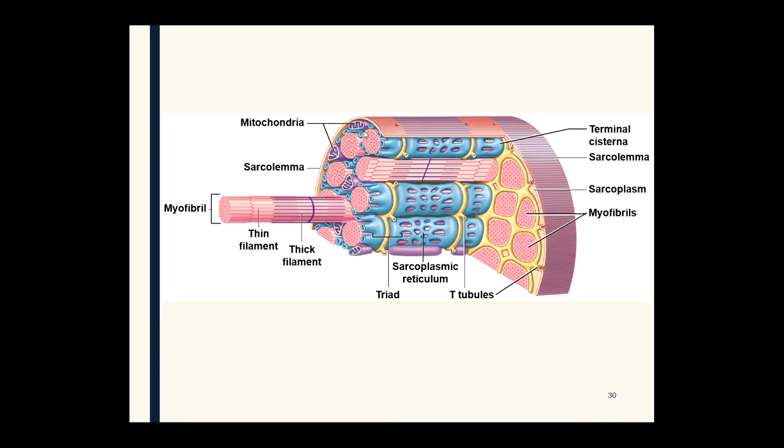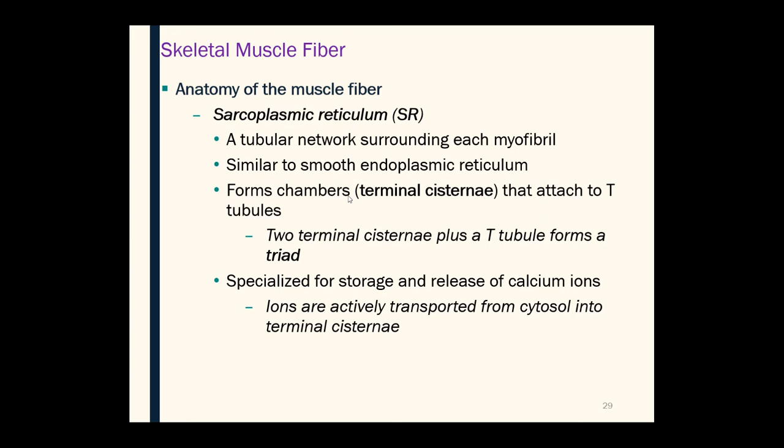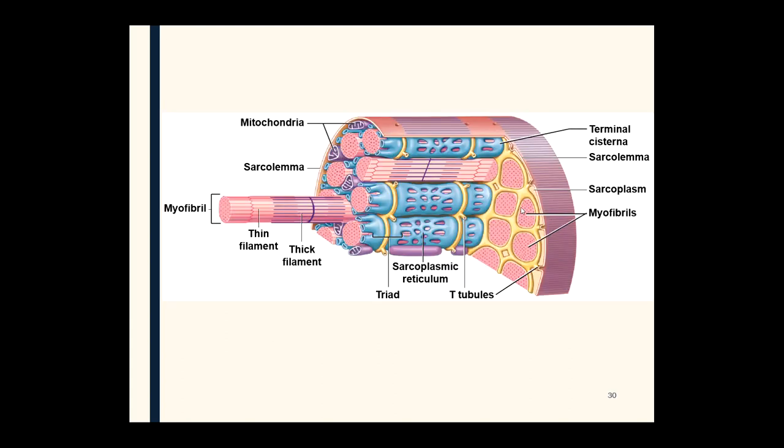Around these myofibrils, this network of blue tubes right here that surrounds the myofibril is known as the sarcoplasmic reticulum. This is what I had said before, is very similar to the endoplasmic reticulum, the smooth ER in a regular cell. So these sarcoplasmic reticulums are a tubular network. They surround each myofibril. Again, the myofibril is that little bundle of proteins. Now, let's take it a step further.